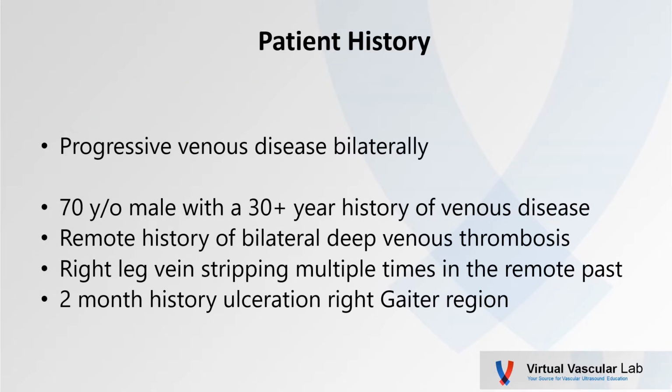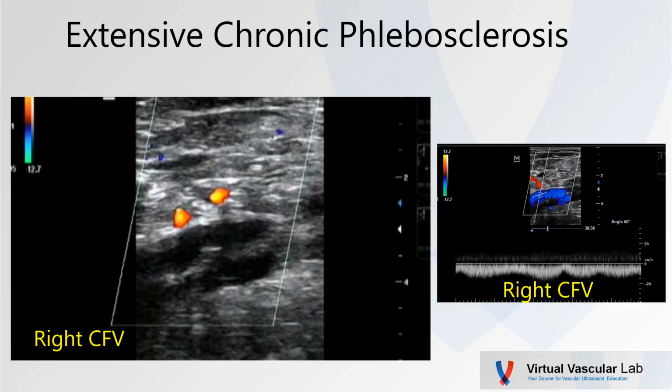Quick patient history. The indication was progressive venous disease bilaterally. Well, the presentation was a 70-year-old male with a 30-plus year history of venous disease. He had a history of remote bilateral deep vein thrombosis. He underwent a right leg vein stripping procedure multiple times in the remote past. But he also now has a 2-month history of ulceration in the right gaiter region.